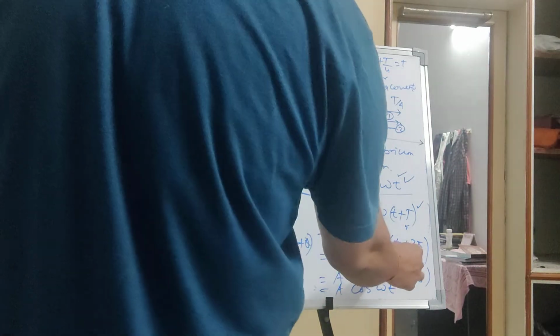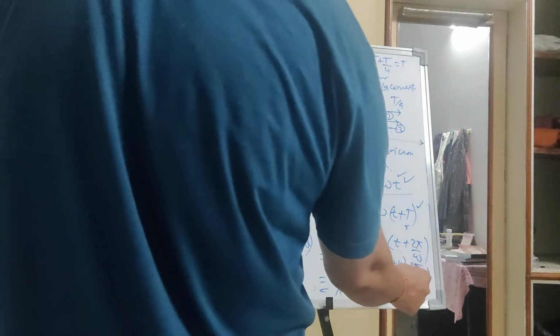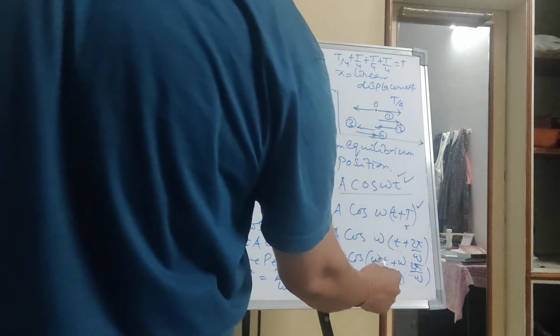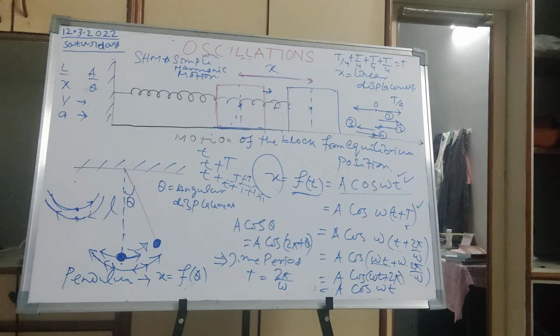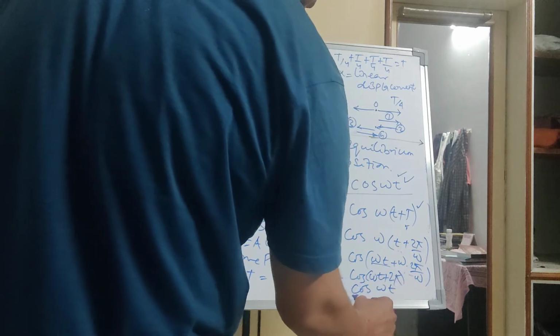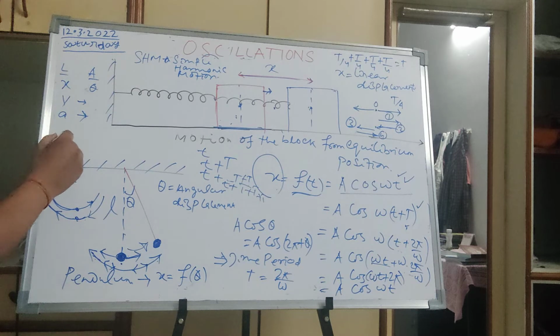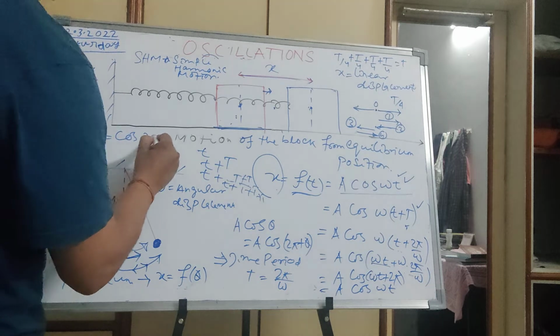So what will happen? When you bring this omega term inside, this will be omega t plus omega into 2 pi by omega. So this A cos, this is omega t, and 2 pi by omega into omega becomes 2 pi. So A cos (omega t plus 2 pi) is nothing but A cos omega t, because you know in trigonometry, cos theta is equal to cos (2 pi plus theta).